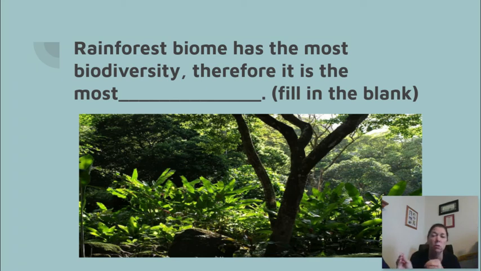Basically, if some sort of disruption were to come through an ecosystem, a fire, a flood, a disease, something like that, the rainforest biome would probably have the most success at rebuilding itself in succession because of the biodiversity, because of the amount of life that's there. That's what sustainability is.